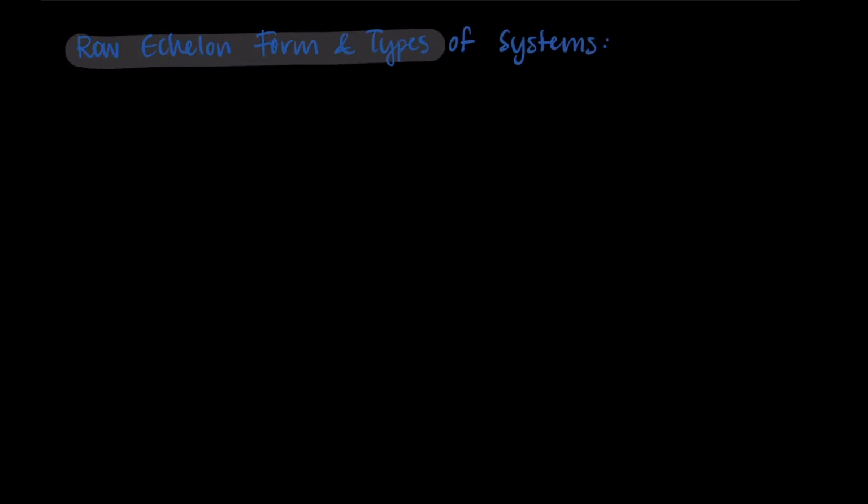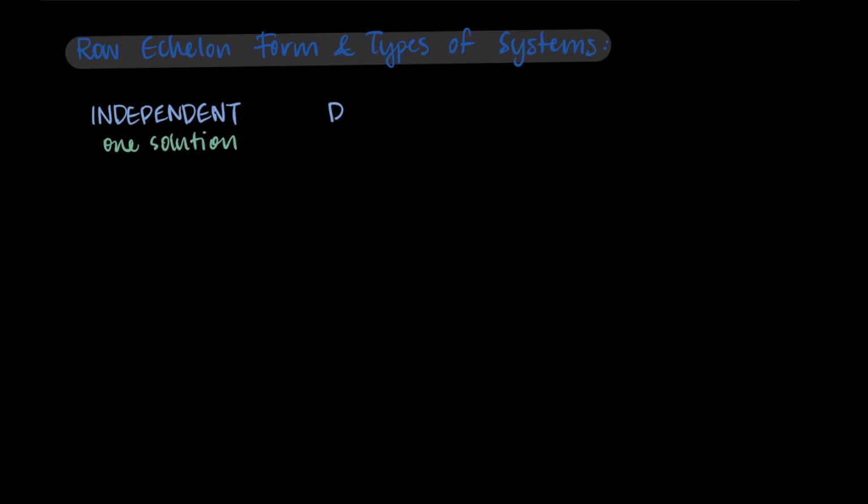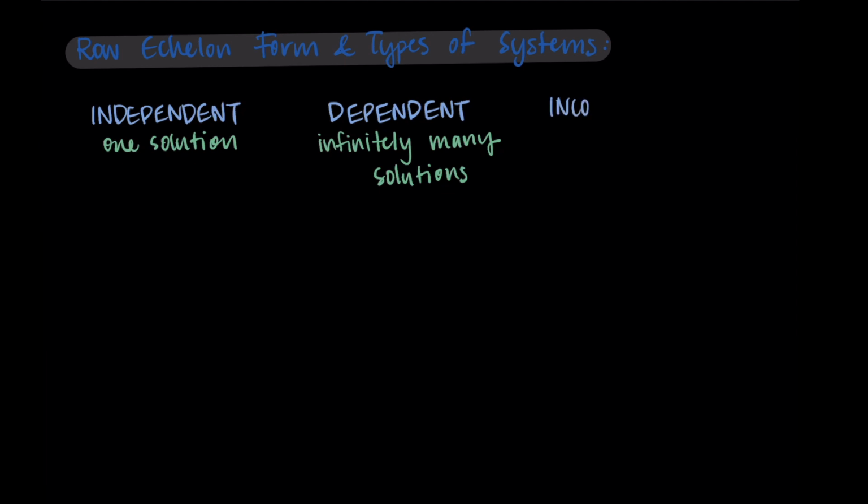Hi and welcome back. So in this video, we're going to continue our discussion about reduced row echelon form and discuss how this relates to different types of systems. So we've talked about different types of systems of linear equations. Specifically, we have independent, dependent, and inconsistent systems. So as a reminder, independent systems have one solution, dependent systems have infinitely many solutions, and inconsistent systems have no solutions.